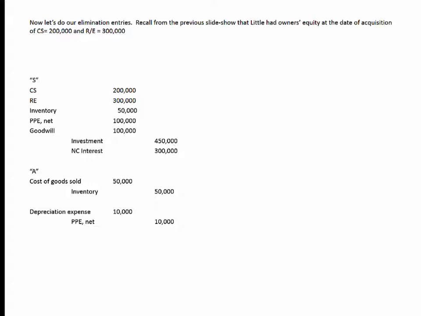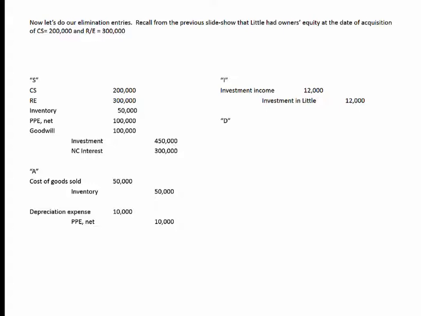And again, we credit property, plant, and equipment net, since there's not a separate accumulated depreciation account. I for investment income. If you were to review the equity method entries that we made just a few minutes ago, we have investment income of $12,000, and so we're going to go ahead and get rid of that investment income, offsetting that against the investment in Little.